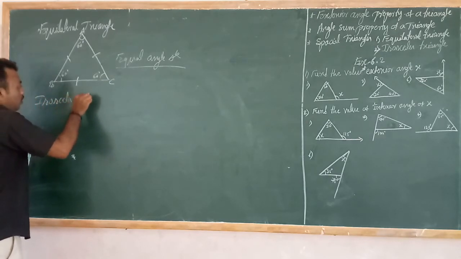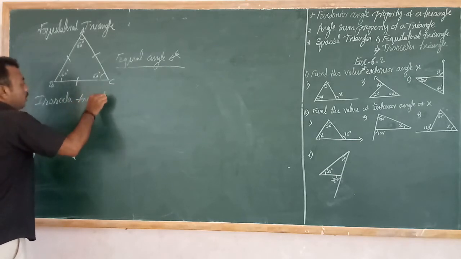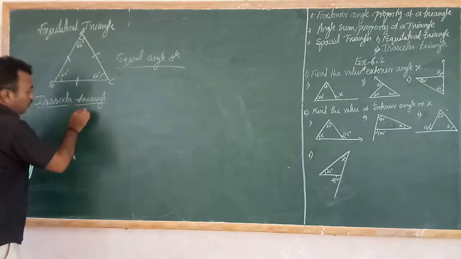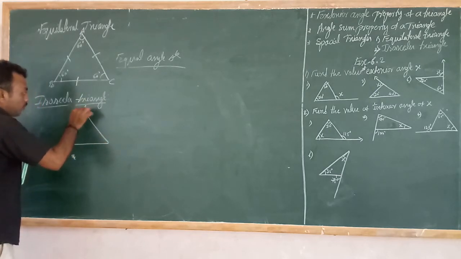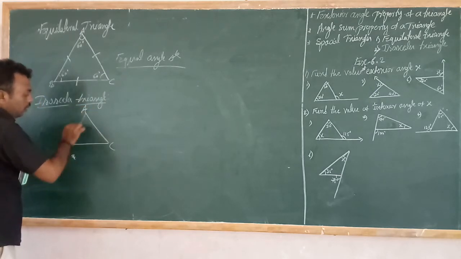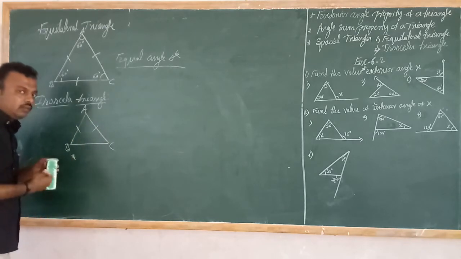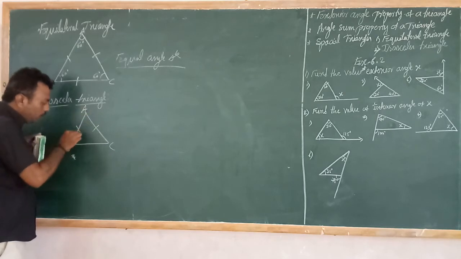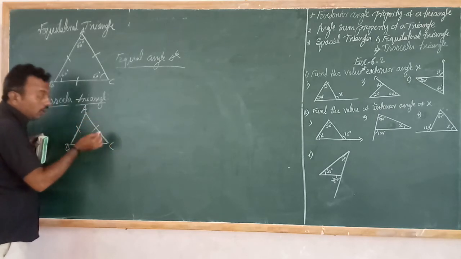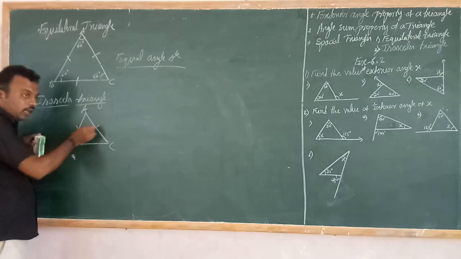Next one, isosceles triangle. What is the property of the isosceles triangle? ABC is one of the isosceles triangles. In that, any two sides are equal. The triangle with two equal sides is called an isosceles triangle, and also the angles opposite to the equal sides are equal.